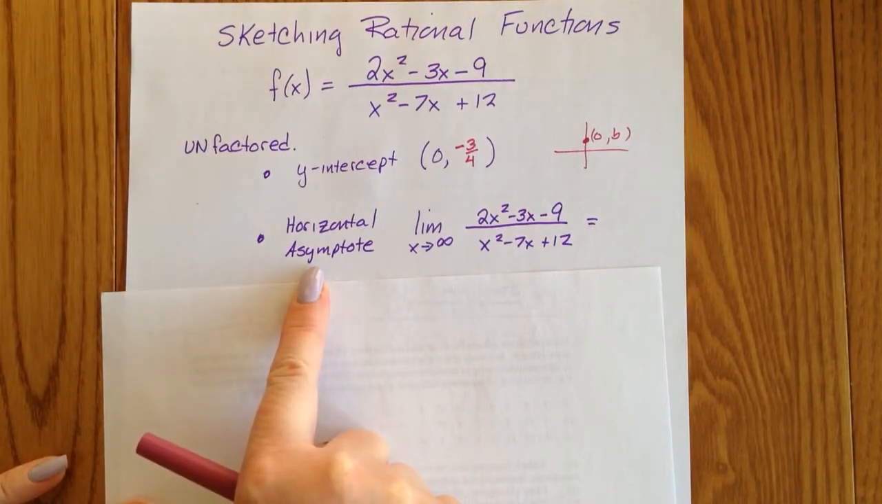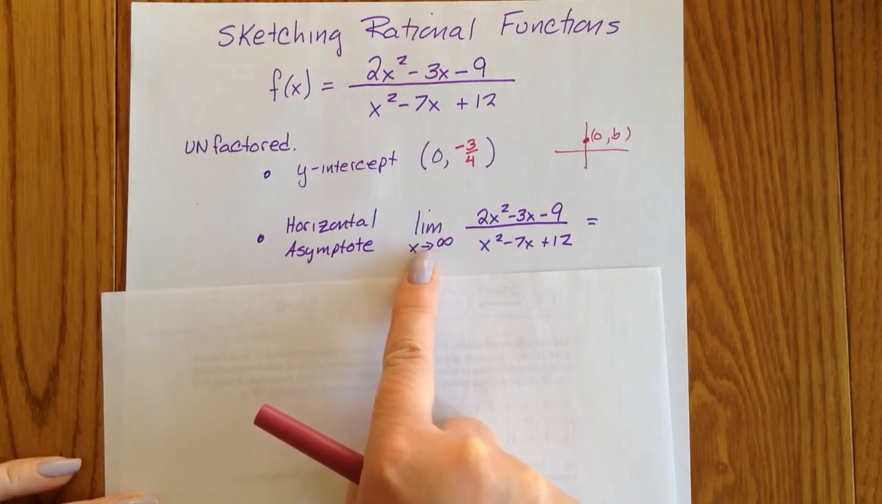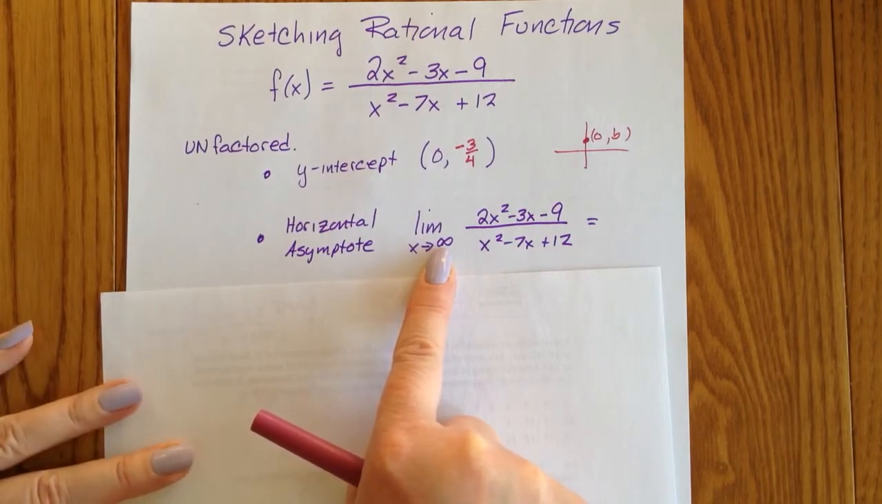Next thing, in unfactored form, we can find the horizontal asymptote. How do we find the horizontal asymptote? We take the limit as x approaches infinity. There are going to be two different limits in this problem, and they are handled differently. This is x going to infinity. We do this through those dominant terms. If you need to, watch that video again.